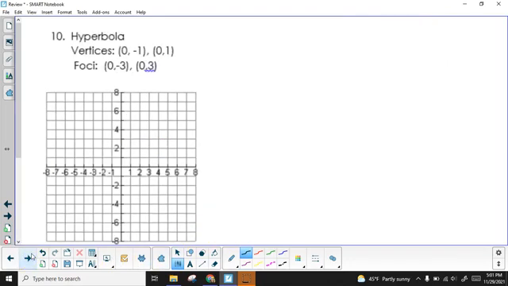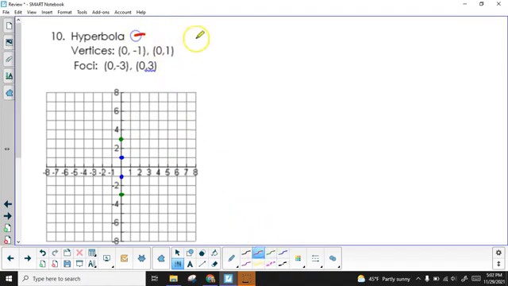All right, moving on to number 10. This is a hyperbola. The vertices are at (0, -1) and (0, 1). Okay, so (0, -1) and (0, 1). And the foci are at (0, -3) and (0, 3). So this tells us a good bit of information already.